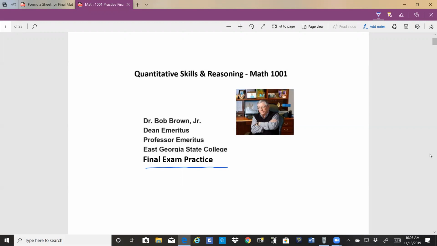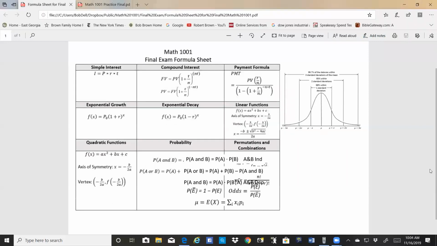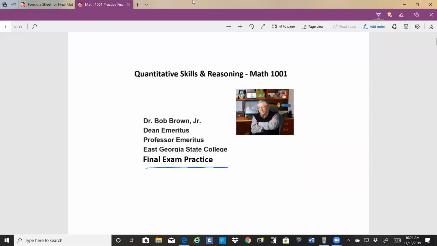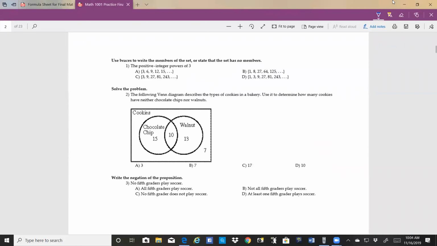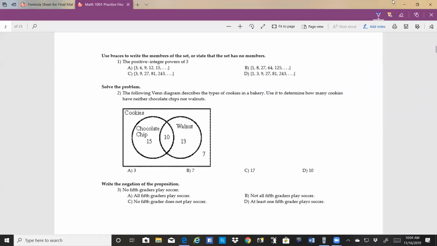Now, for the final, you will be able to take this formula sheet. This is sort of an updated one I just sent you. So you'll be able to use the formula sheet that also includes the normal distribution information. So let's get on with the practice final.